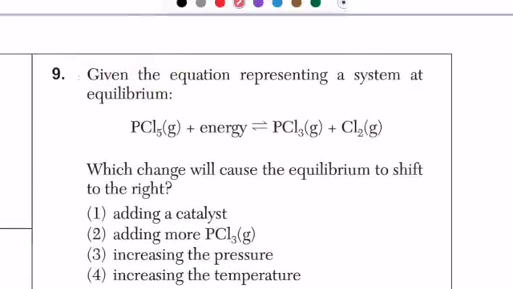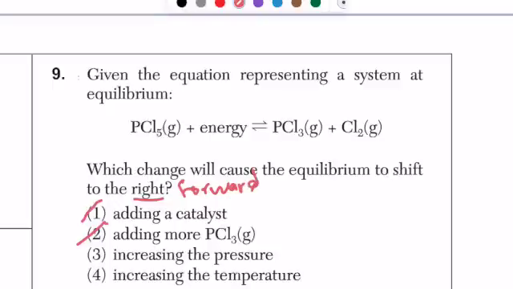What change will cause the equilibrium to shift to the right? When we add a catalyst, that affects both reactions the same way. Adding more PCl5, so now we have more of the products, is going to shift towards the reactants. That's a reverse reaction, so the opposite of what the question is asking. Right means there will be more forward reaction. Increasing the pressure.